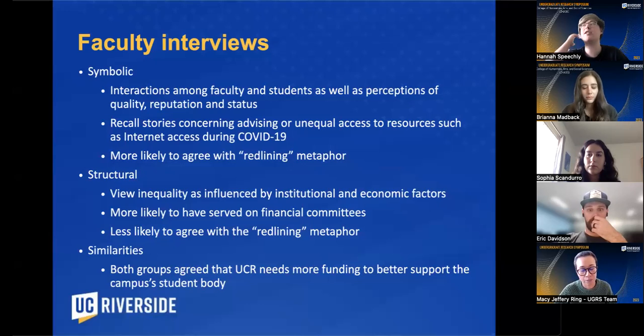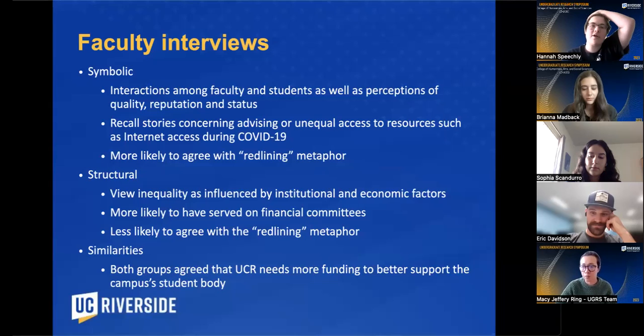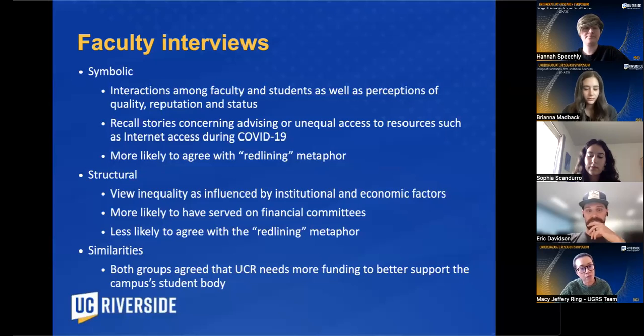Or maybe they'd even look at Sproul and say, well, Sproul's falling apart. We don't have the money to fix it. Is the university going to make sure that we have... yeah, you're laughing. It's funny, but it's true. I mean, there are labs that have had to be put on hold because of ceilings in the walls in the College of Engineering. This happens all around campus. Where are we going to get the money for this? People in this group are more likely to agree with the redlining metaphor because they feel as though it highlights the problems that we are facing at our campus.